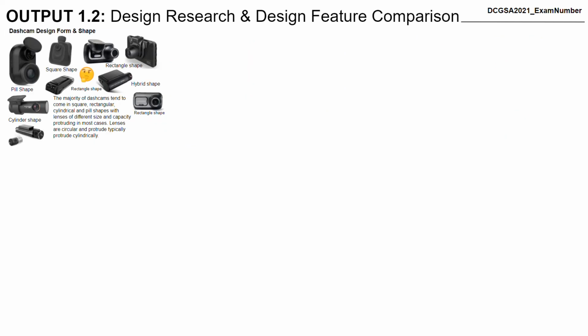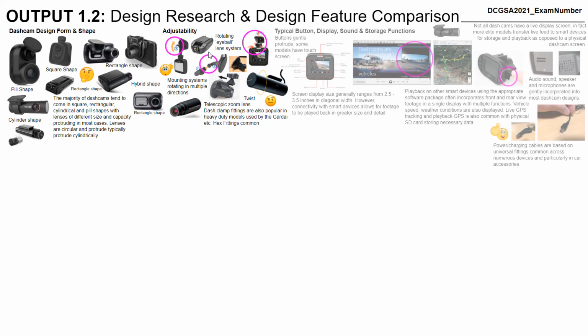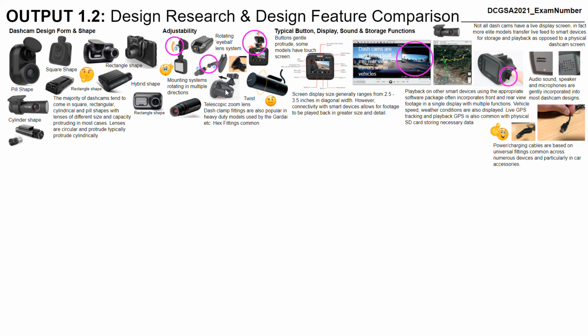What I'm looking at now is I'm going more into the models, and I'm having a look at their shape, their design, their form, their function, their aesthetics. So here I have different shapes: pill shape, square shape, cylinder shape, a rectangle shape, hybrid shape where we have two shapes blending into one another, and so on. Then I look at some of the functions, adjustability, the parts that rotate and clip and for the mounting and positioning within the car.